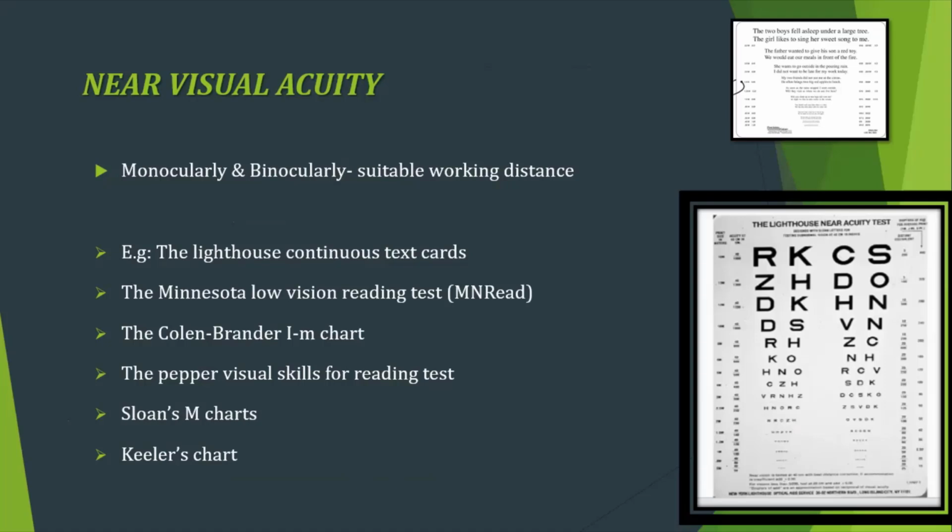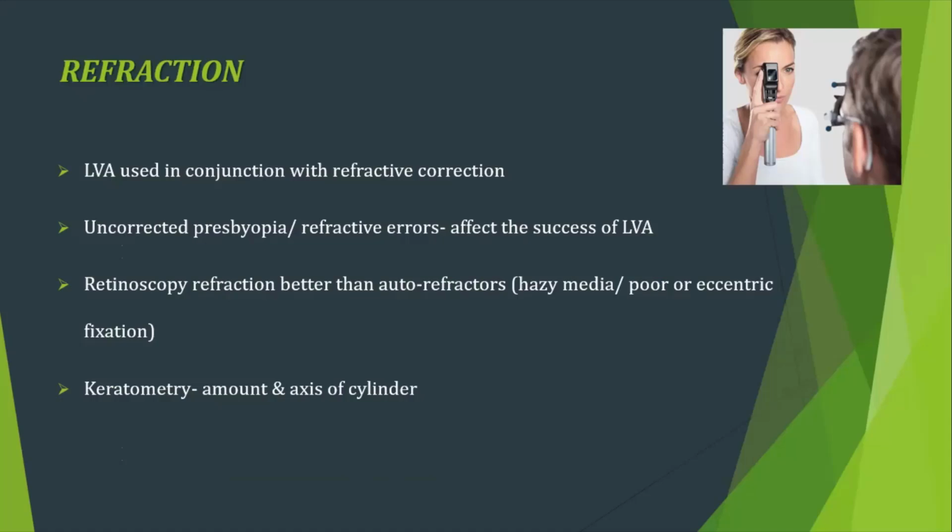Near visual acuity has to be checked monocularly as well as binocularly at the patient's suitable working distance. And these are the various charts to check the near visual acuity. And refraction: LVA is always used in conjunction with the refractive correction. For example, the patient has a +2 diopter refractive error. Whatever add magnification level they are getting, you have to add to the refractive error.